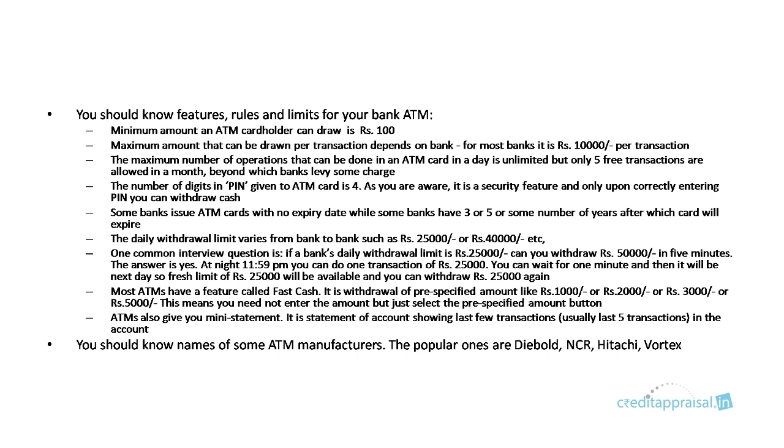Most ATMs have a feature called fast cash. They might ask you what is fast cash. Fast cash is basically withdrawal of a predefined amount, so you need not enter the amount. Immediately you can press that button, say 1,000 or 2,000, 5,000, and immediately you get the specified amount. ATMs also give you a mini statement. You must have seen this. It usually shows the last 5 transactions.